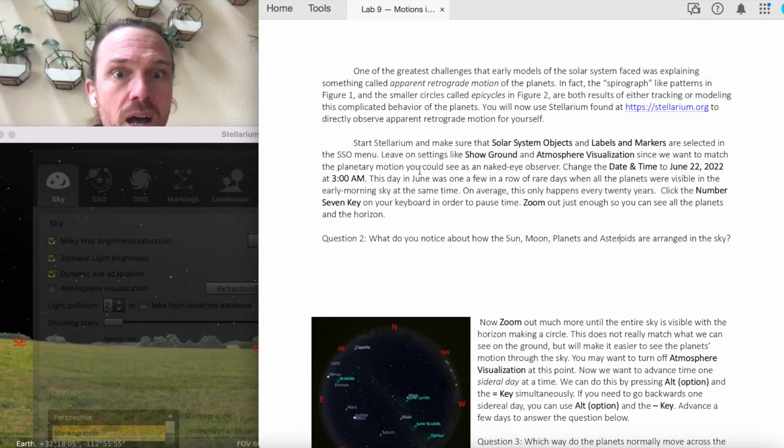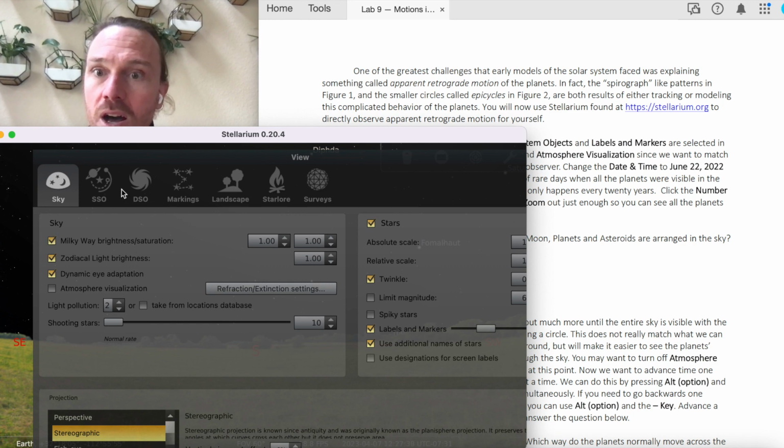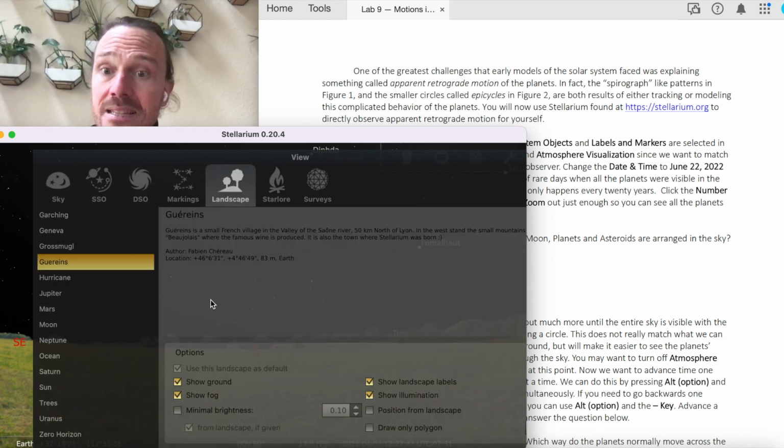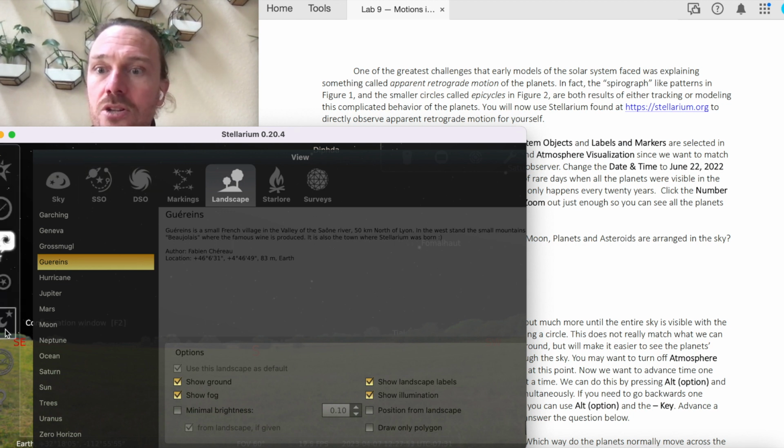Let's take a look then. Show ground, that's obviously on. And as far as ground, you can see that it shows up under the landscape tab over here. So we have show ground, show fog. That's not important one way or another, but we'll leave it on. Okay, so then we can go ahead and close this menu.